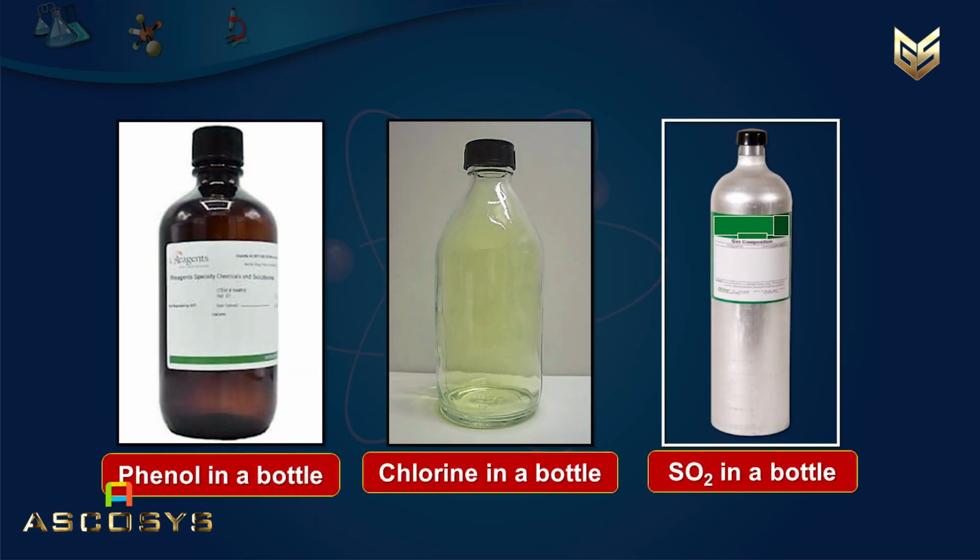Phenol in 0.2% can be used as an antiseptic, while in 1% it acts as a disinfectant. Some important examples of disinfectants are chlorine in 0.2 to 0.4% and sulfur dioxide. So, this is all about antimicrobials.